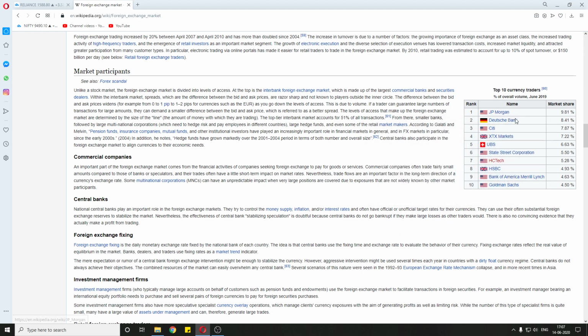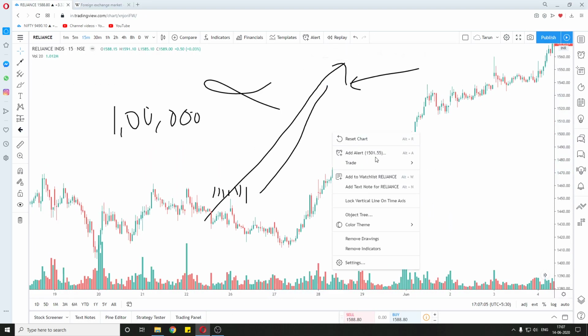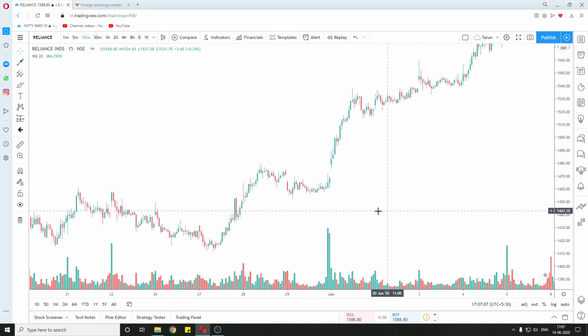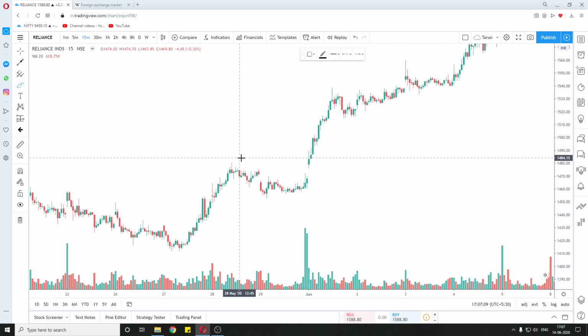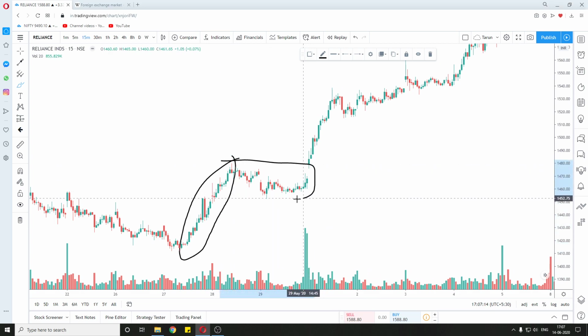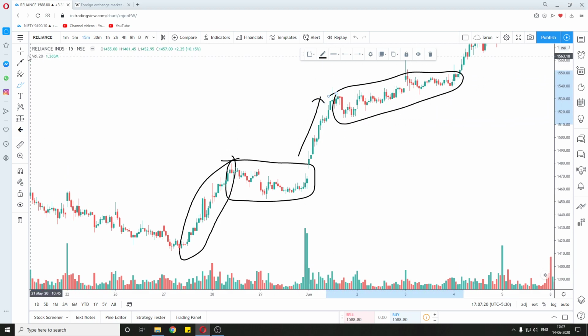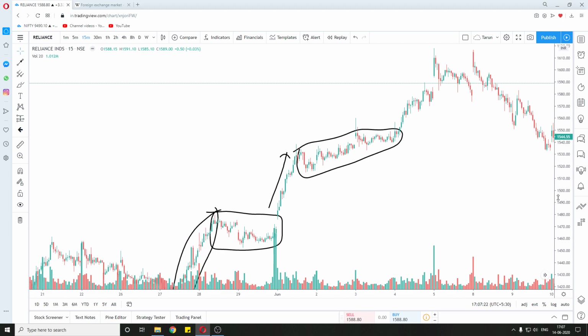This is their problem, that they have too much money, so they have to do sideways trading and then push the price up. So this is Reliance Industries. As you can see, there was an uptrend, then an accumulation phase, and then the price was pushed again, and then we had another accumulation, and then the price was pushed again.